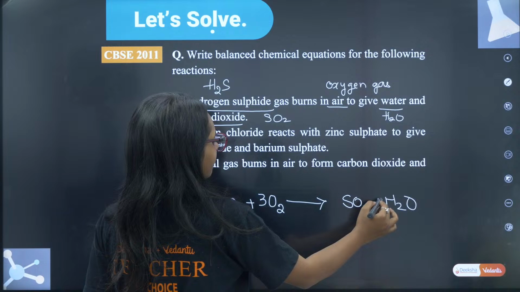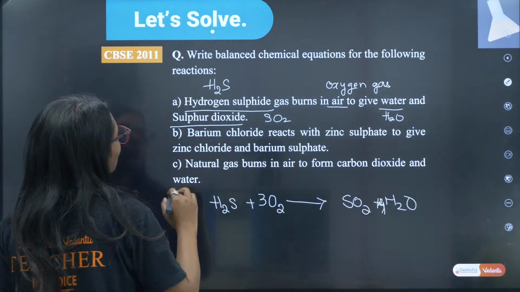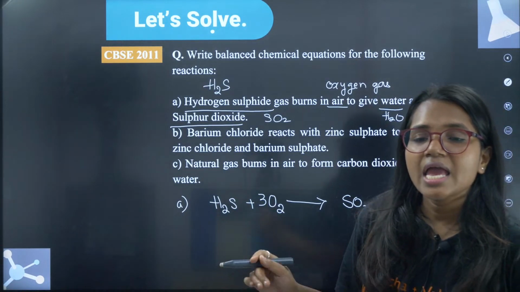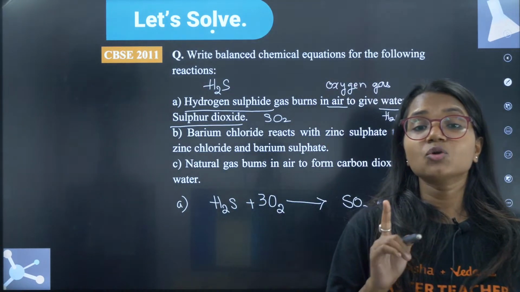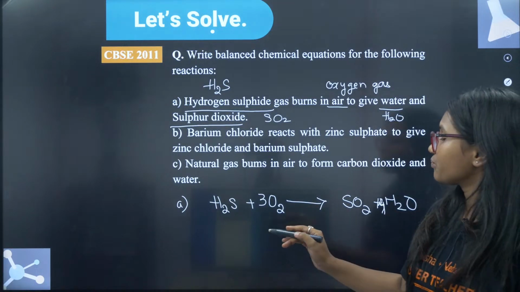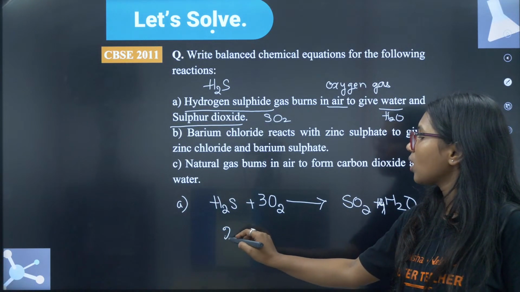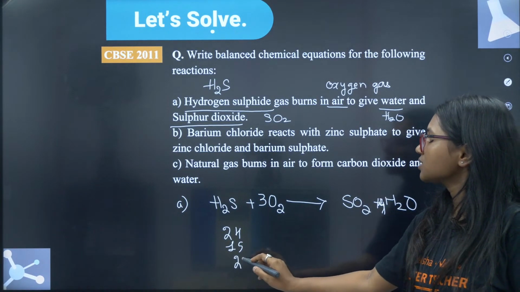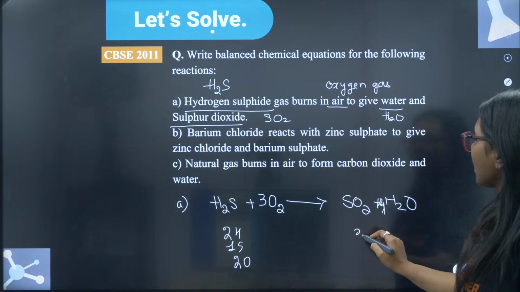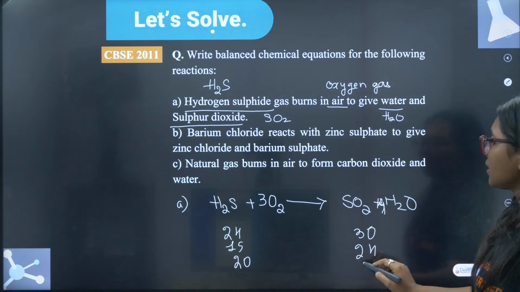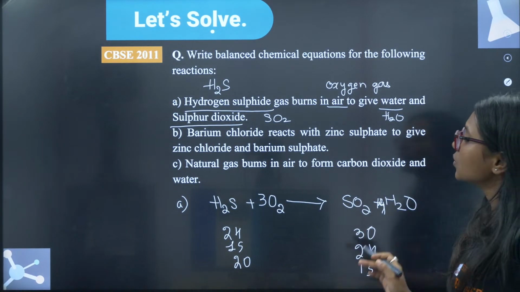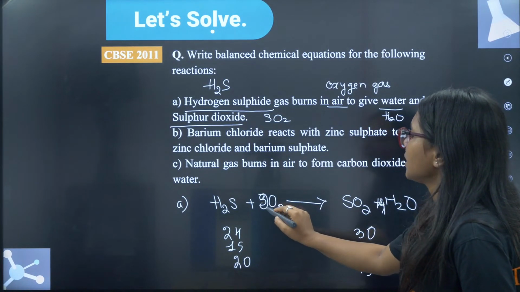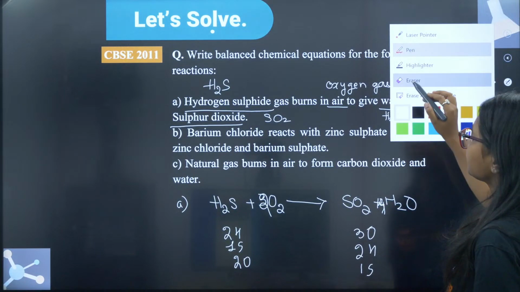Is this balanced now? What should I do to balance this reaction? Is this a balanced reaction, guys? H2S plus O2, they have told you to write the balanced reaction. This side you have 2 hydrogen, 1 sulfur and 2 oxygen. Correct? This side you are getting 3 oxygen, 2 hydrogen and 1 sulfur. So you have to balance oxygen. If I put 2 here, then what will I get?